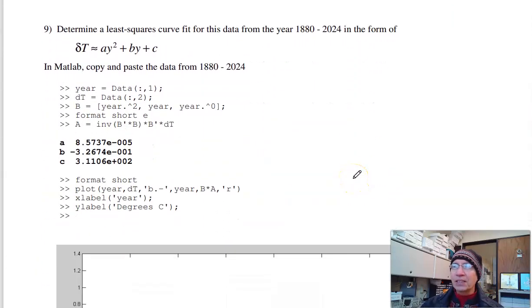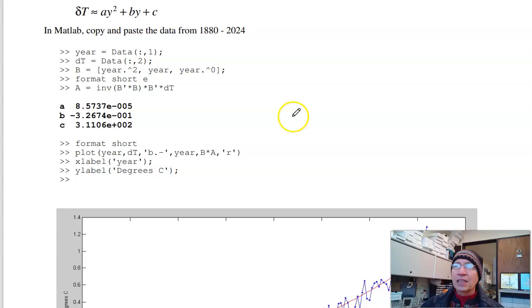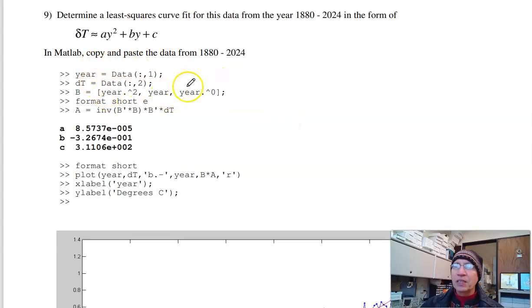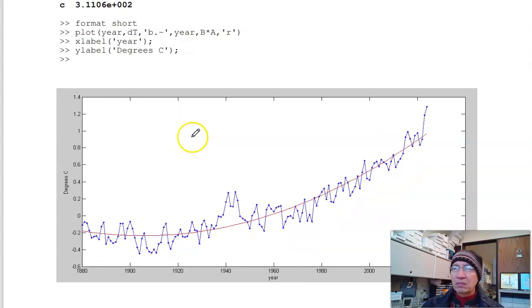Let's look at all the data. All the data looks like the blue line. Let's do a parabolic curve fit. Again, to do that, the basis is year squared, year, and 1. The 3 numbers, plot the two together. That's a pretty reasonable curve fit. Kind of misses the last couple points. Last 2 years, the hottest on record.